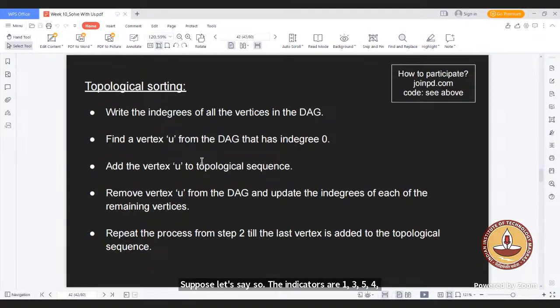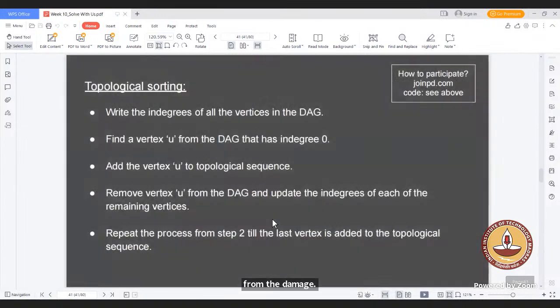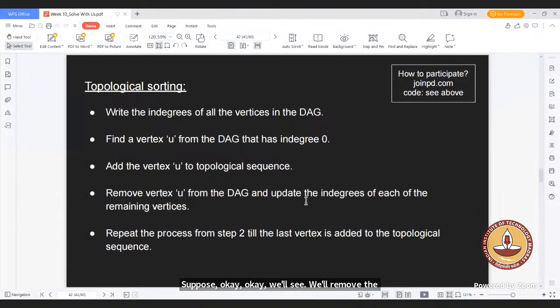So we'll just take something and find a vertex u from the DAG which has in degree 0. One must have 0. So we'll just choose the vertex such that its in degree is 0. Okay, and we'll add the vertex to the topological sequence. We'll add it to a sequence now, and we'll remove the vertex from the DAG and update the in degrees of each of the remaining vertices. So we'll just repeat the process until we form the topological sequence.